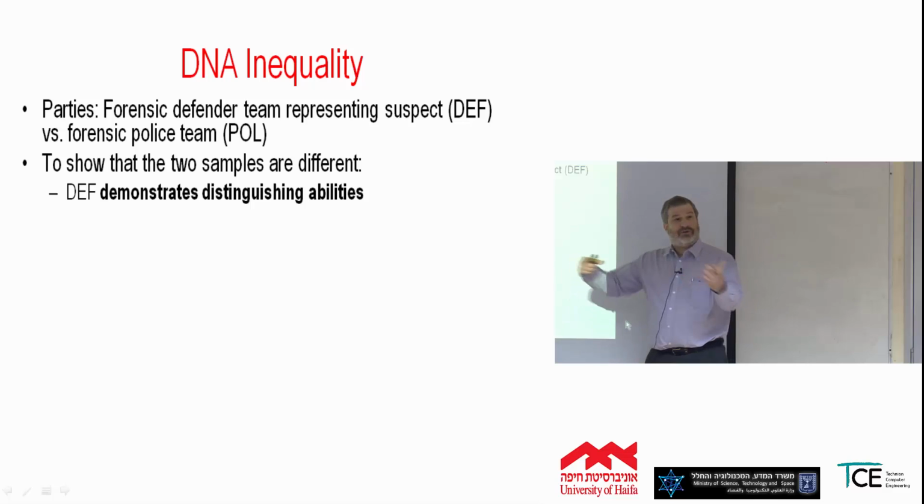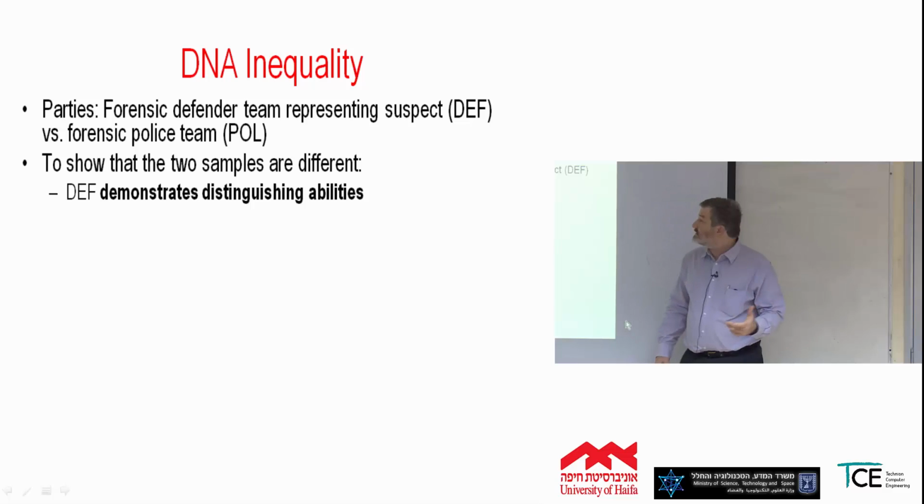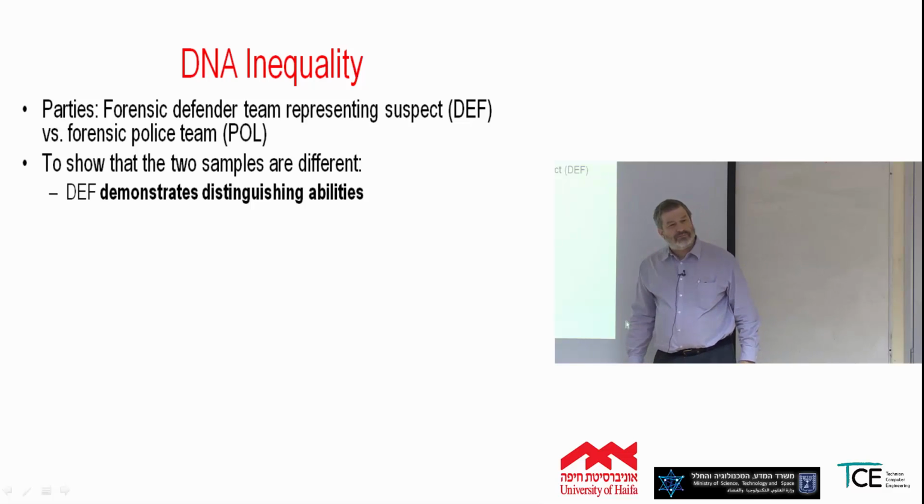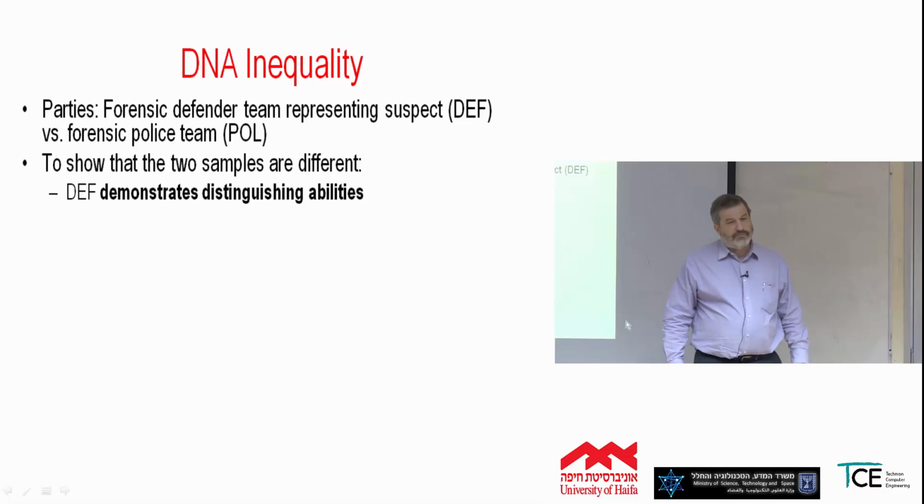So essentially, there are two vectors, and you want to prove that they're not equal. Okay? So here is how we imagine. We imagine that there is a forensic defender team representing the suspect. We call it DEF. And there is the forensic police team, which we call POL, police. And now, yeah? You assume that the blood, whatever, will be sampled securely from the suspect?